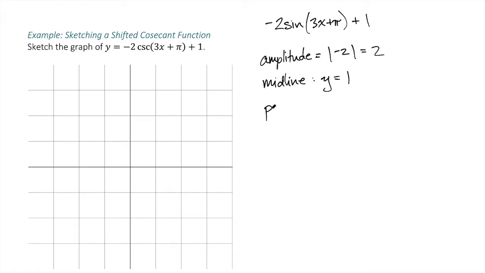We'll get the period. Period is 2 pi divided by the absolute value of b, which in this case is 3. So our period is 2 pi over 3. And then our phase shift is the x value that makes the inside here equal to 0. So you just set the inside of the function equal to 0 and solve for x. We get x equals -pi over 3.